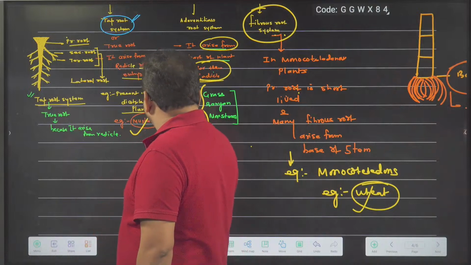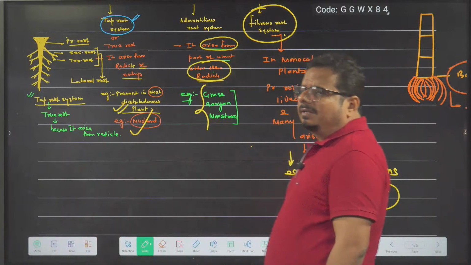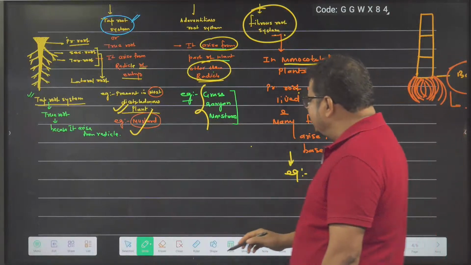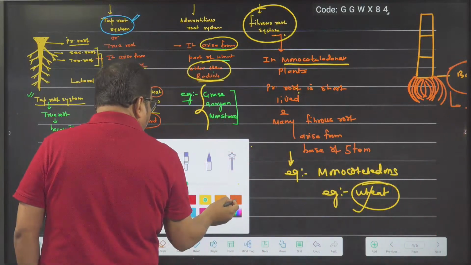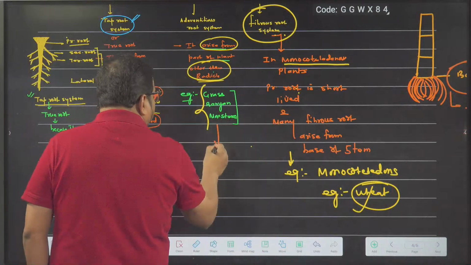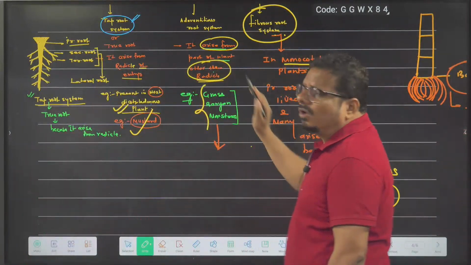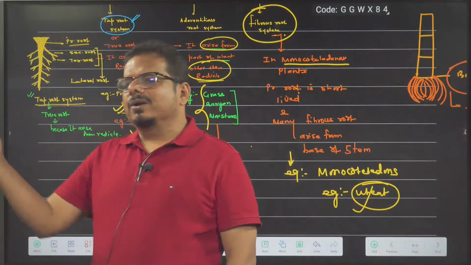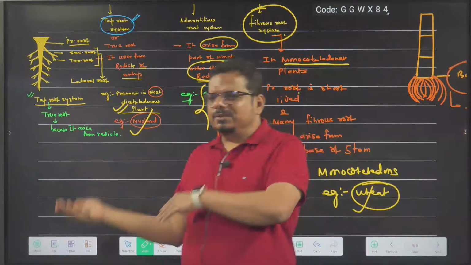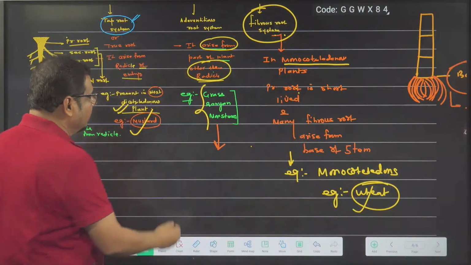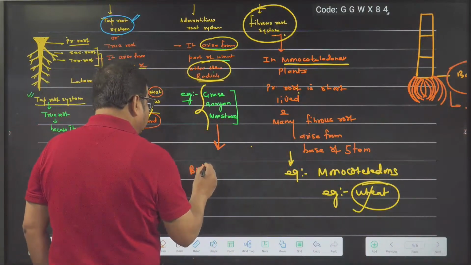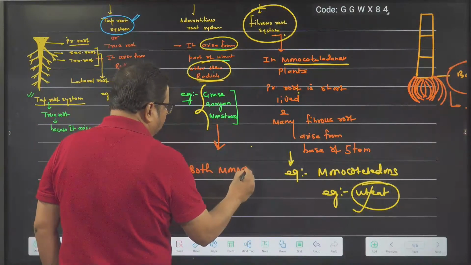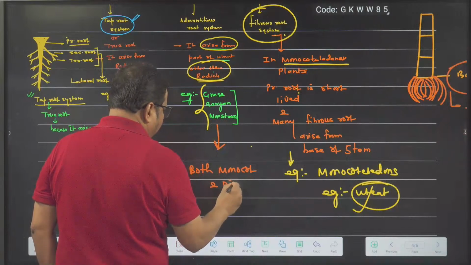Tap root is present in dicot, a characteristic feature of dicot. Fibrous root is present in which one? Monocot. Now I am asking a question to you. Please answer this question: is adventitious root present in monocot, or dicot, or both? Pin your answer. Tap root is in dicot, fibrous root in monocot, and adventitious root in both monocot and dicot.